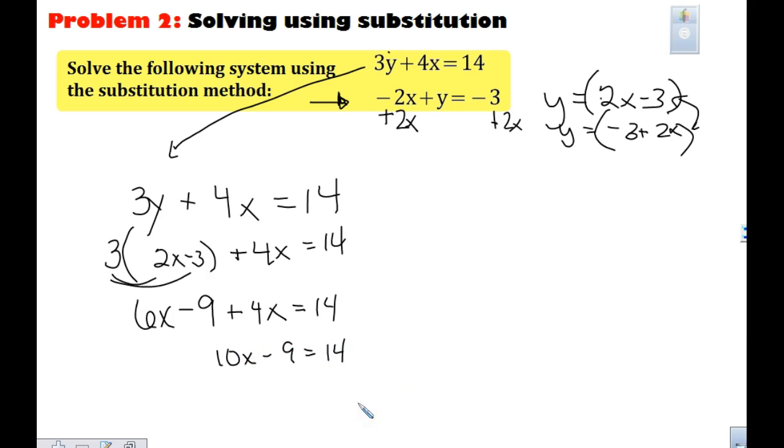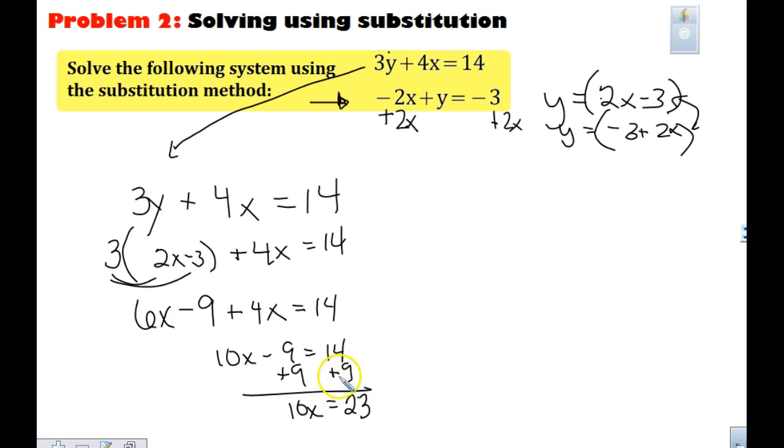Abby, I want to get the 10x by itself. What am I doing? Adding 9. So when I add 9 to both sides, Laura, I'm ending up with 10x is equal to... if I'm looking at it, Cameron, sorry. 10x equals 23. So if I added 10, I'd get 24, right? So I'm adding 9, so I get 23. So we're going to get a weird decimal, right? And this is why graphing is not always good.